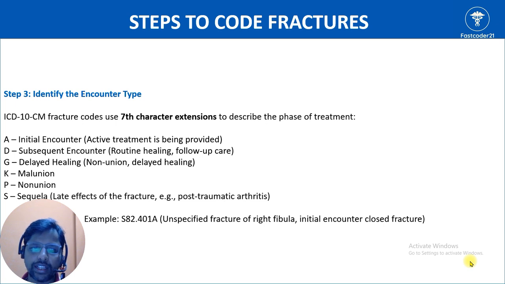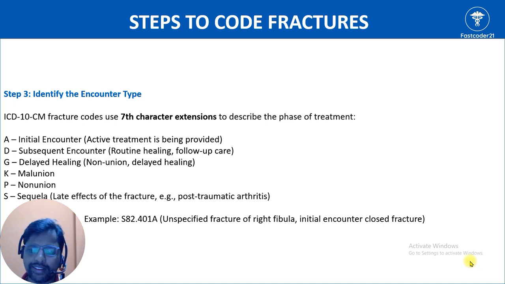Non-union, delayed healing. K is equal to malunion, P is non-union, S is sequela. Otherwise, we will call it late effects of the fracture. Example, post-traumatic arthritis. So if you see the example here, S82.401A, unspecified fracture of right fibula, initial encounter for closed fracture.